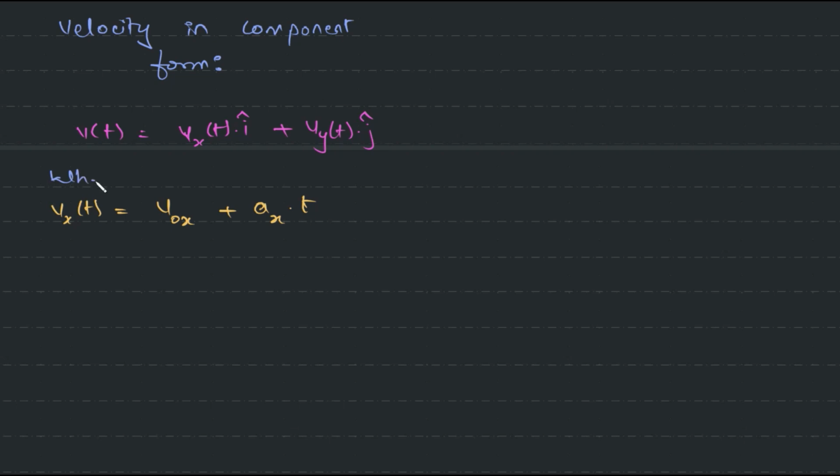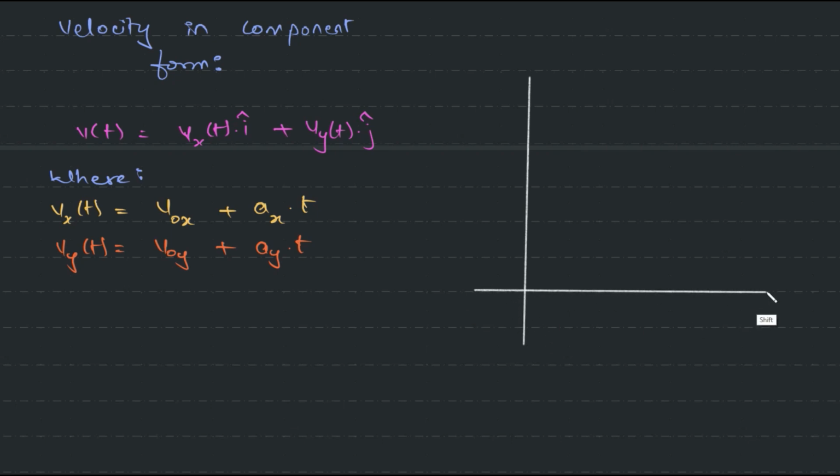I can write where, and v of y as a function of time is v naught y plus ay into t. As simple as that. And this too we can represent with a graph. I'll not take a lot of time. This is quite simple actually. Not a lot of variables. So this also deals with your vectors. This is initial, say this is final. This is v0 and this is vf.